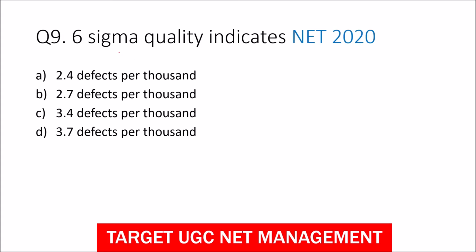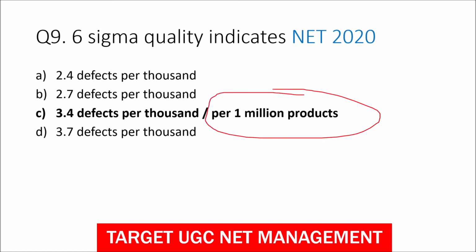Question 9. As I told before also, from this topic many times questions are asked. NET 2020. Six Sigma indicates 3.4 defects per 1000. But in the definitions, if you look, Six Sigma denotes 3.4 defects per 1 million products. Also remember this point.